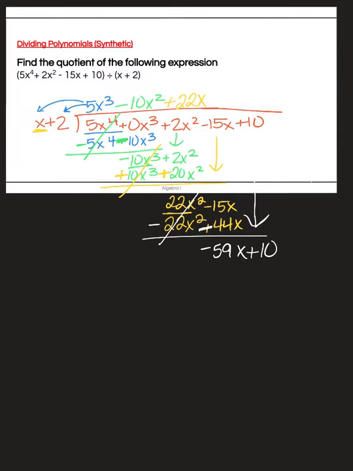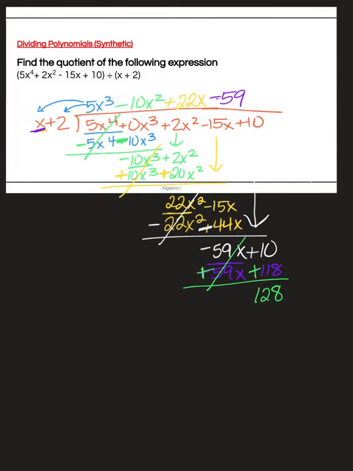And then I have x times what is going to give me negative 59x? It's going to be minus 59. So negative 59 times x is negative 59x. And then negative 59 times 2 is negative 118. I'm going to change my signs to represent subtraction. So this becomes positive and this becomes positive. So negative 59x plus 59x is 0. And then 10 plus 118 is 128. And so 128 is going to be my remainder.